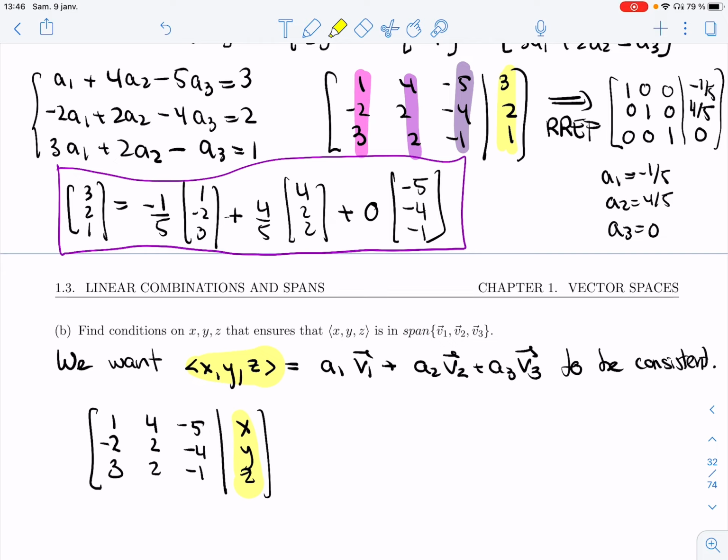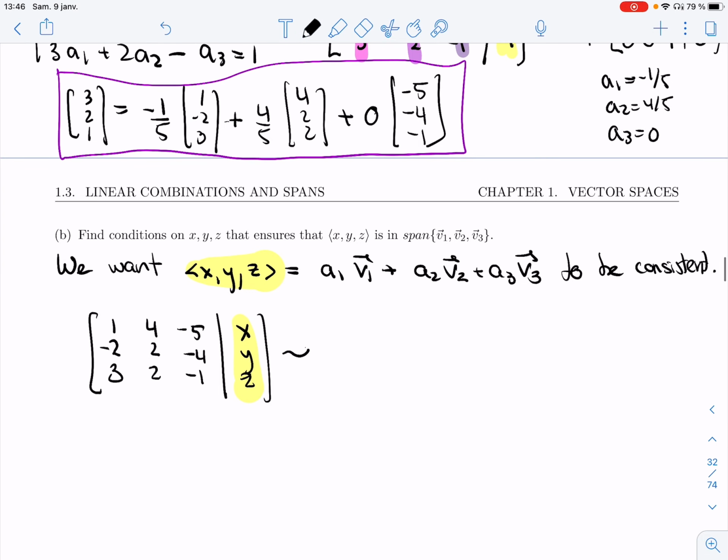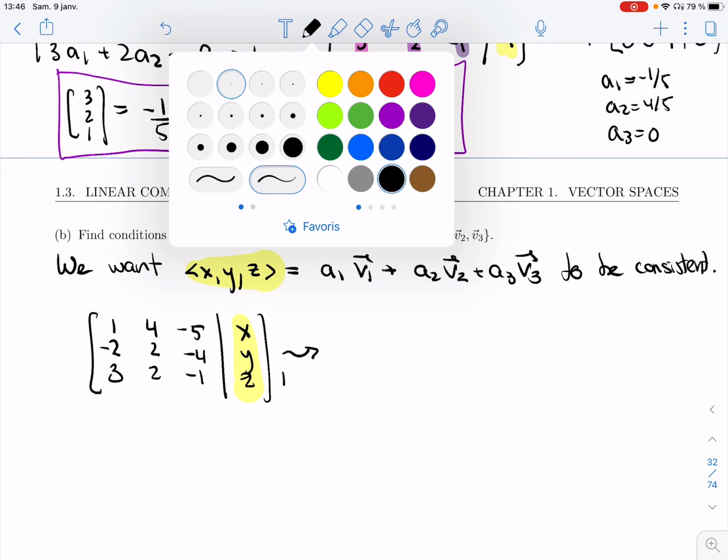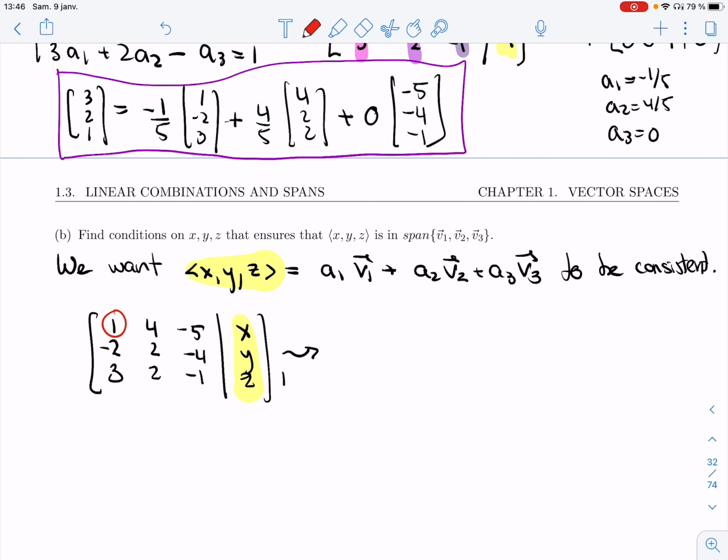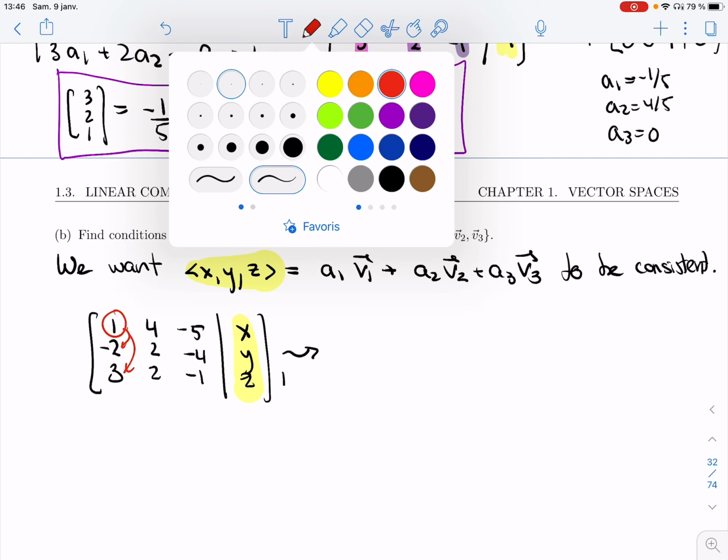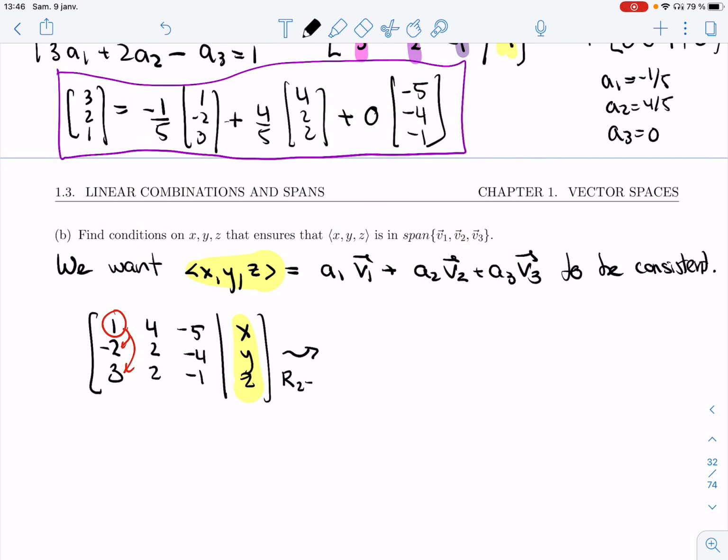All right, so you want to know when this is consistent. Let me do it. It's not too long. I'm going to use that 1 to get rid of the minus 2 and the 3. So I will get row 2 plus 2 row 1, and row 3 minus 3 row 1 into row 3. The first one doesn't change.